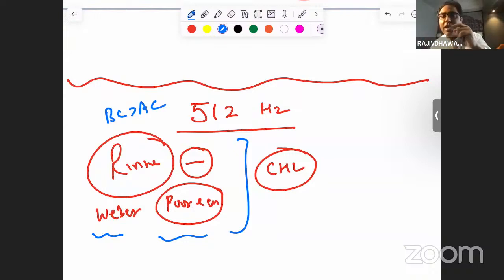So what will you remember in the exam? If Weber is heard in the poor ear, it's conductive hearing loss. Are you able to understand? Okay, fine. So Rinne negative, Weber in the poor ear, it's conductive hearing loss.